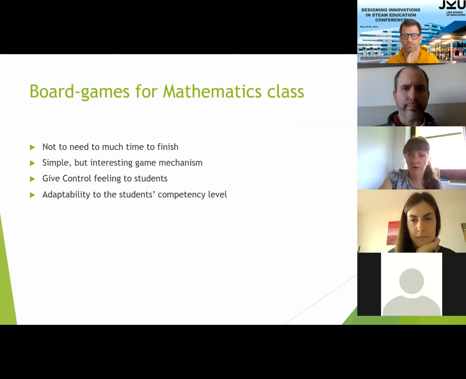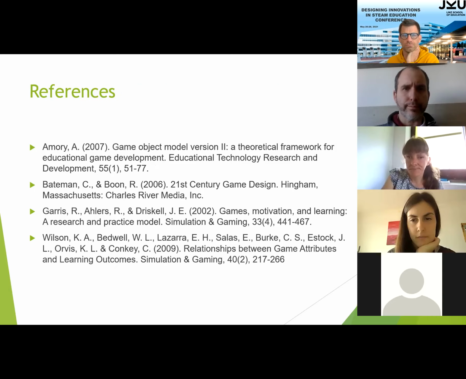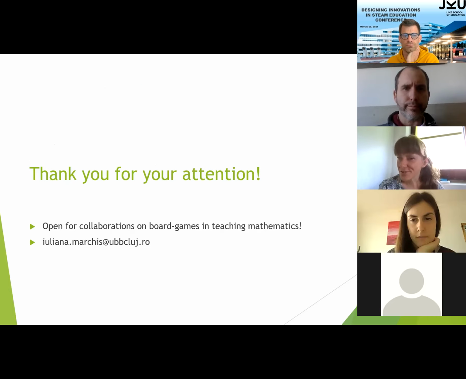If I want to use it in the classroom, it should be simple, not spending too much time learning the rules, but also with an interesting game mechanism. Students should feel the control over the game, and it should be easily adapted to different levels. For example, the game with castles could be very easily adapted by changing the cards with the operations. So thank you for your attention.